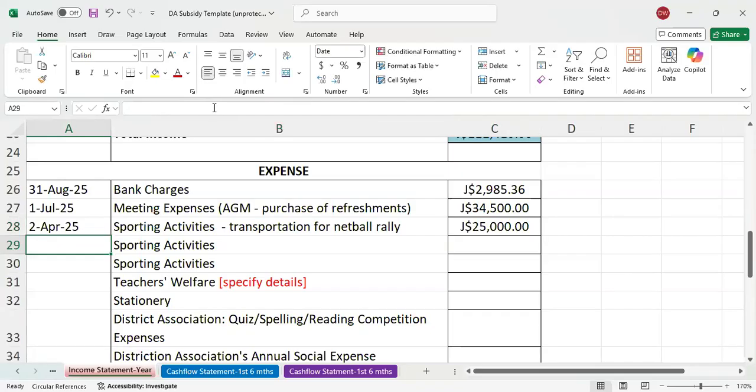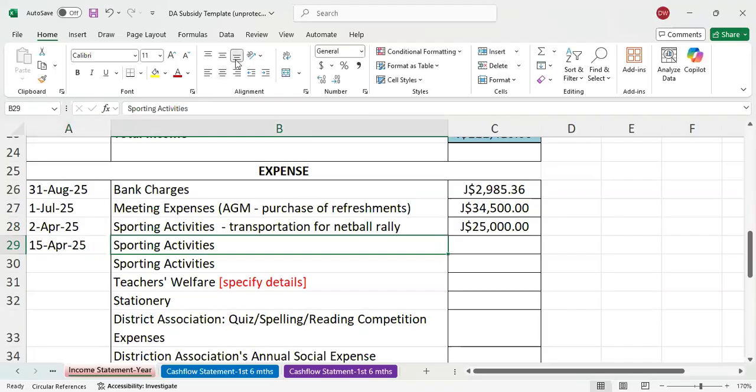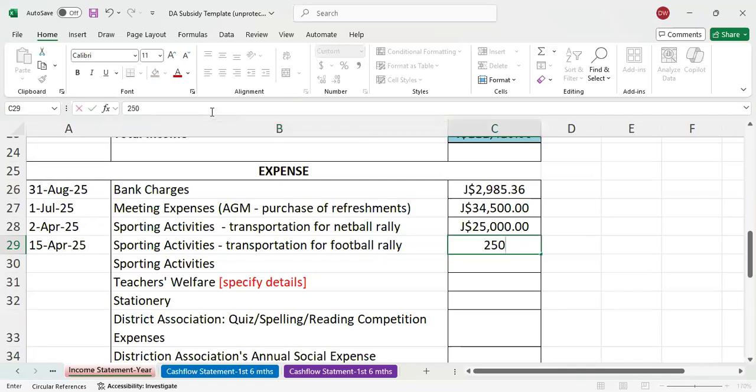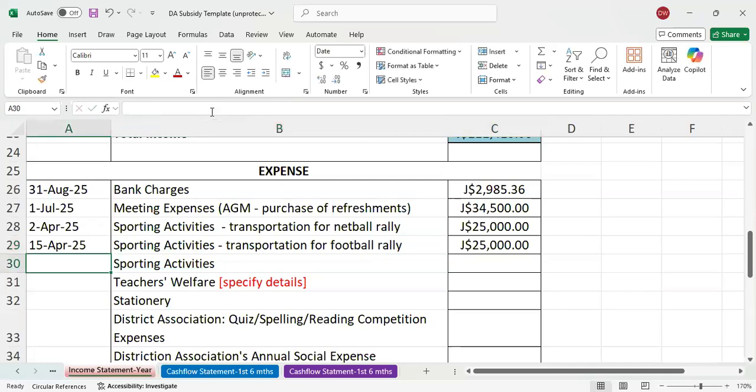On the 15th of April, transportation funds were given for transportation for the football rally this time. And the same bus driver, $25,000. Right. For sporting activities, I know.